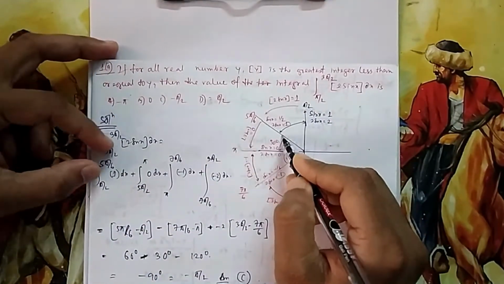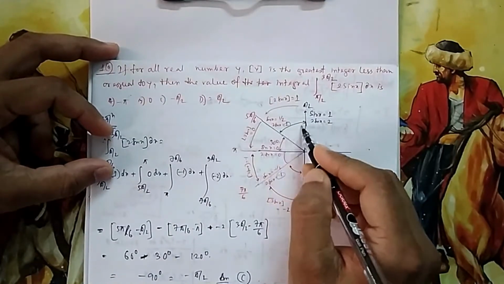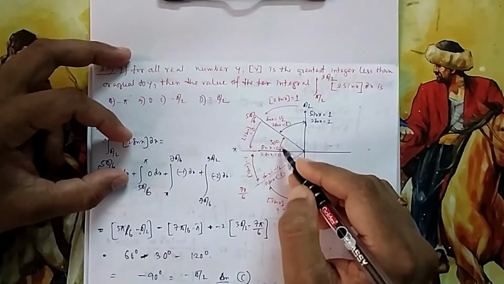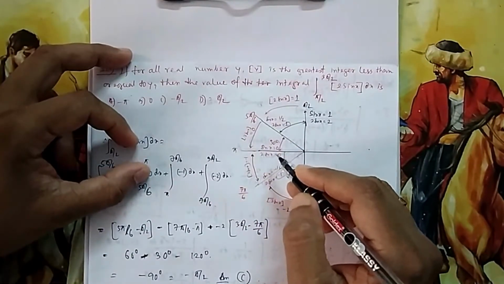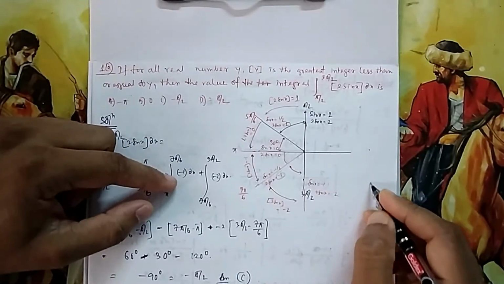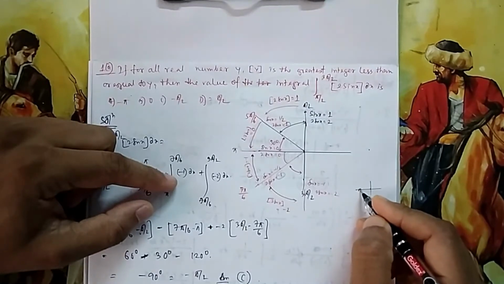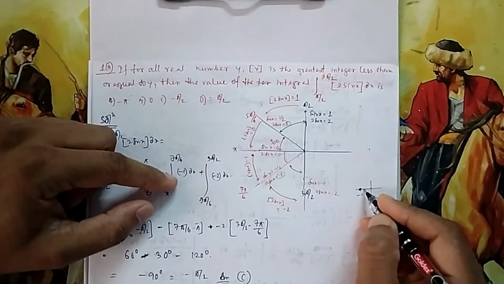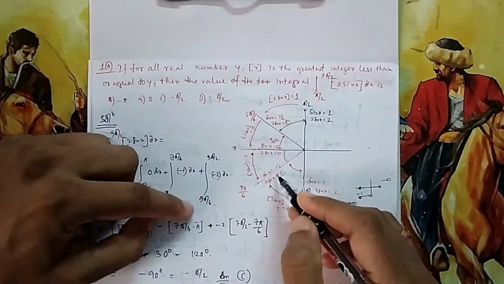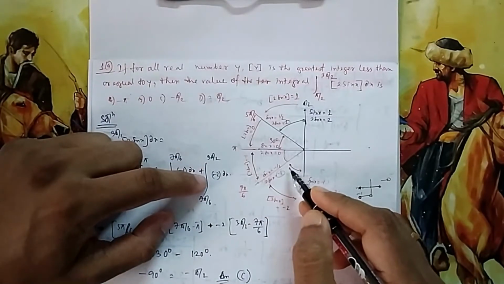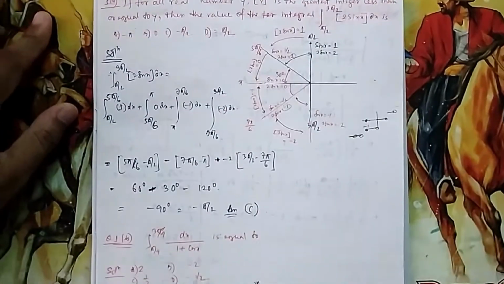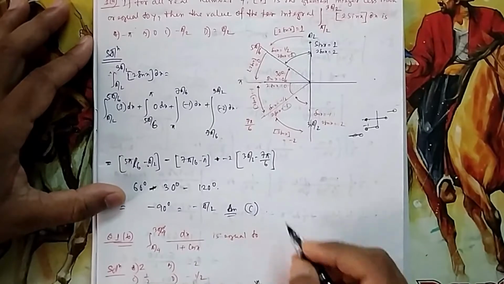So from pi by 2 to 5 pi by 6, the input is between 2 and 1, so the output will be 1. From 5 pi by 6 to pi, your input is between 0 and 1, so your output will be 0. From pi to 7 pi by 6, input is between 0 and minus 1, so for anything between 0 and minus 1, your output will always be minus 1, because it is the greatest integer on the left hand side. You can recall this was the staircase graph. And from 7 pi by 6 to 3 pi by 2, input is between minus 1 and minus 2, so the output will be equal to minus 2. Then it becomes very easy, you just put all these values and substitute, and your answer is minus pi by 2, that is option C.